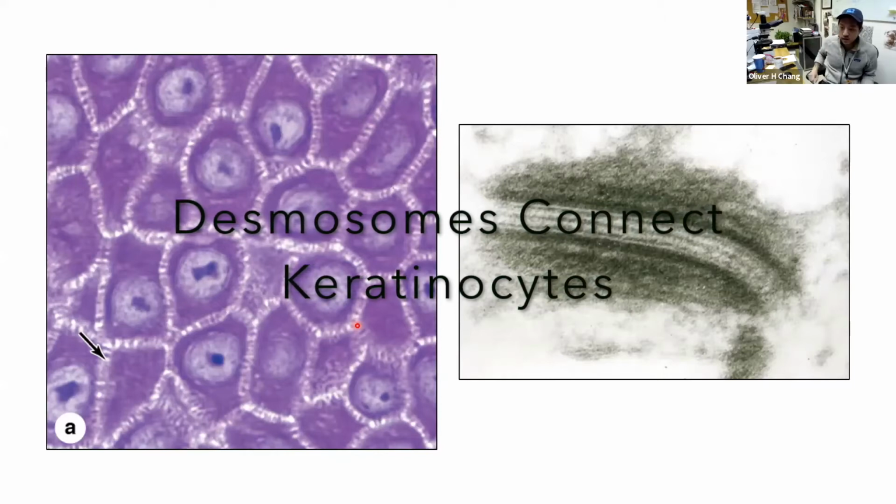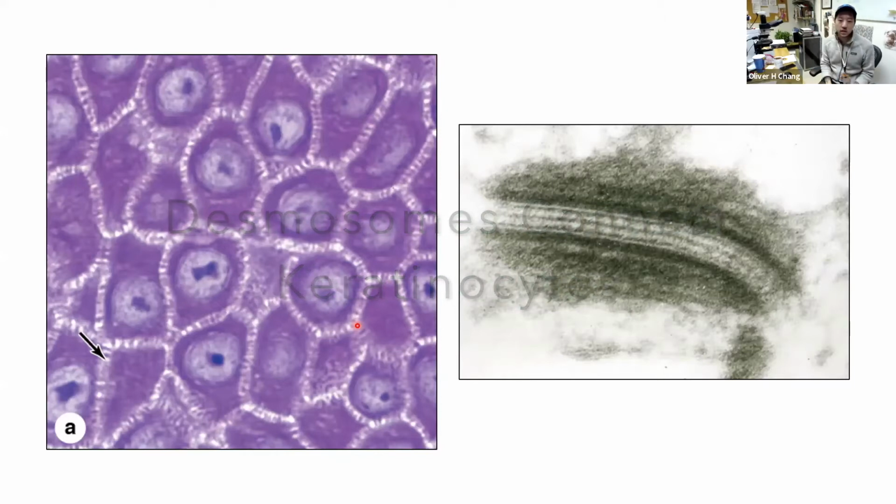And they anchor keratin filaments to the cell membrane, and it links up with neighboring keratinocytes. There are a bunch of proteins in desmosomes, but the major one that we'll talk about just very briefly is the cadherin family, because this includes desmoglein, desmocollin, and here's an electron microscopy of a desmosome.